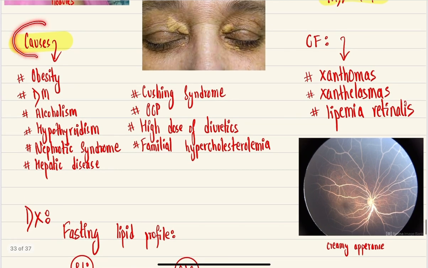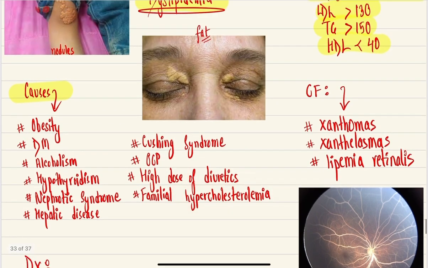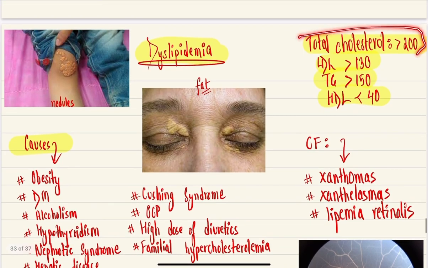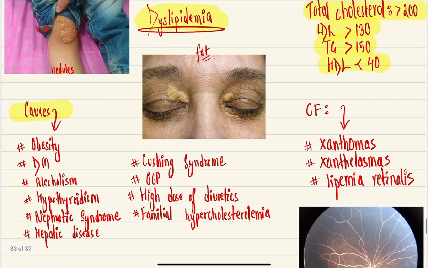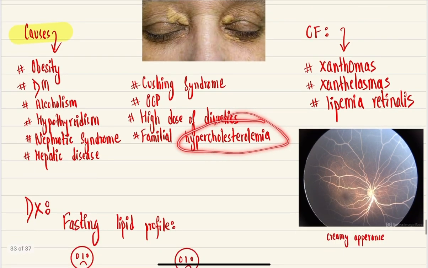Let's see some of the causes like obesity, diabetes mellitus, alcoholism, hypothyroidism, nephrotic syndrome, hepatic disease, Cushing syndrome, OCP, high dose of diuretics, and familial hypercholesterolemia. If the level of total cholesterol is more than 200, then we call it hypercholesterolemia.